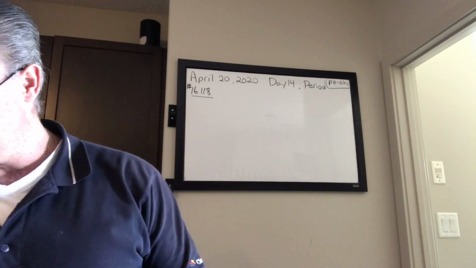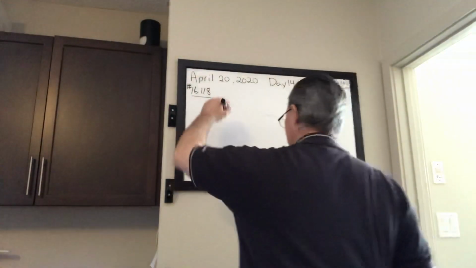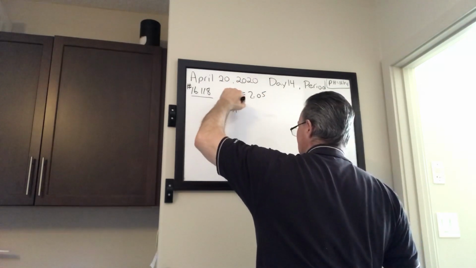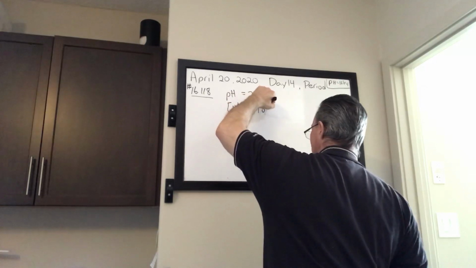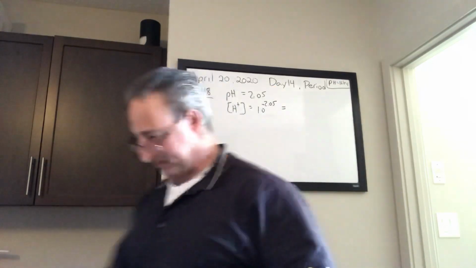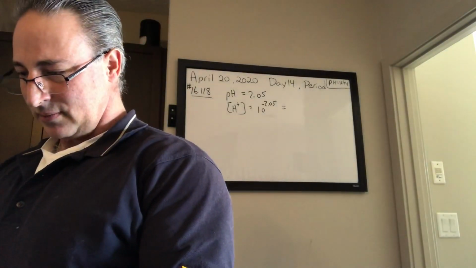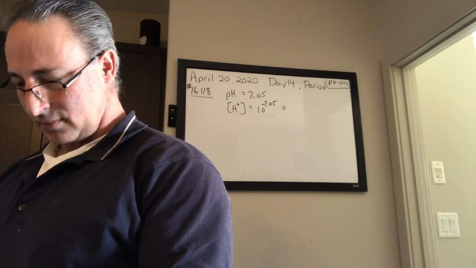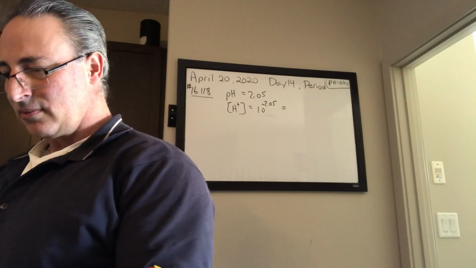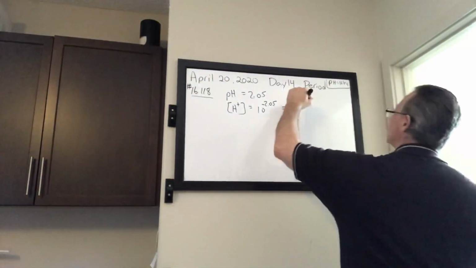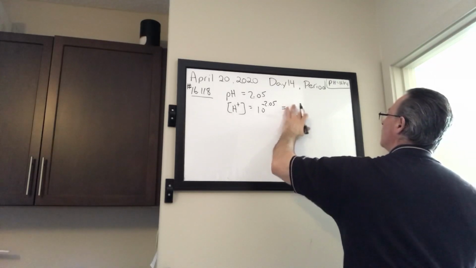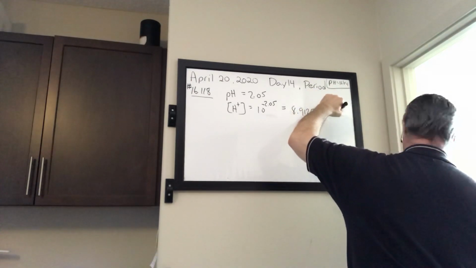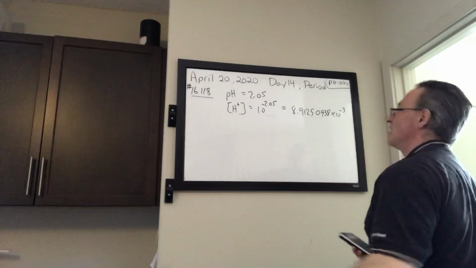10.0 liters of a solution that has a pH of 2.05. So pH equals 2.05. First of all, let's find the concentration of H+. The H+ concentration of such a solution is going to be 10 to the negative 2.05. So whatever that gives us. So you get 8.9125.0938 times 10 to the minus 3 molar. So that's the concentration of H+.